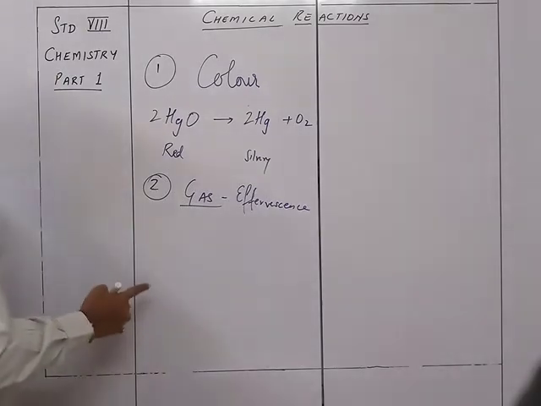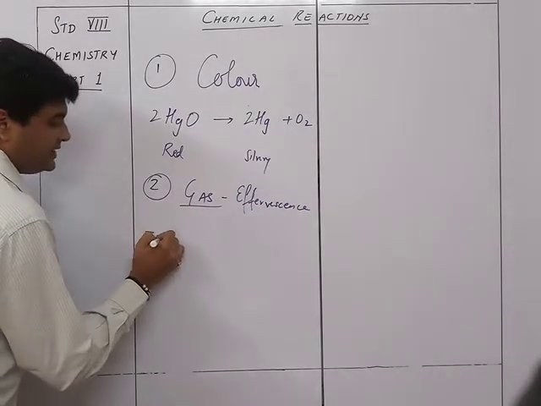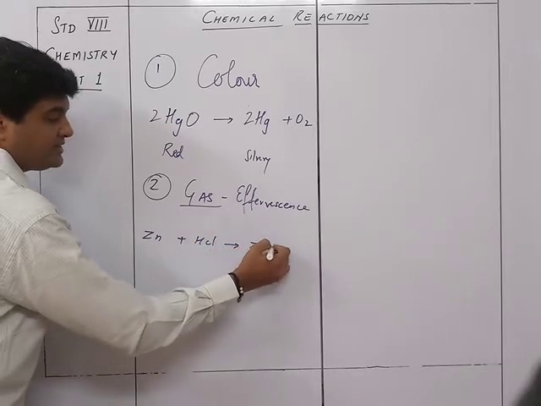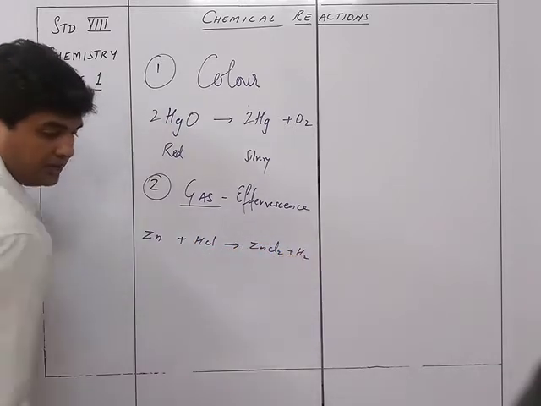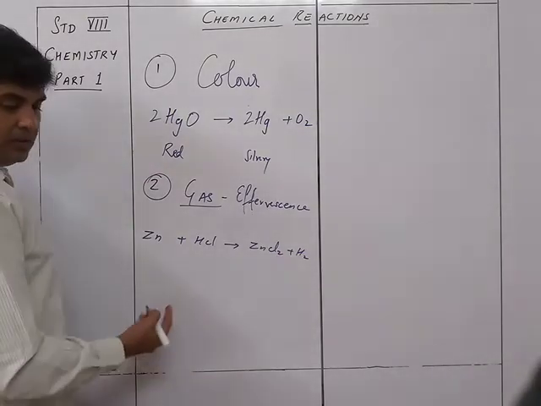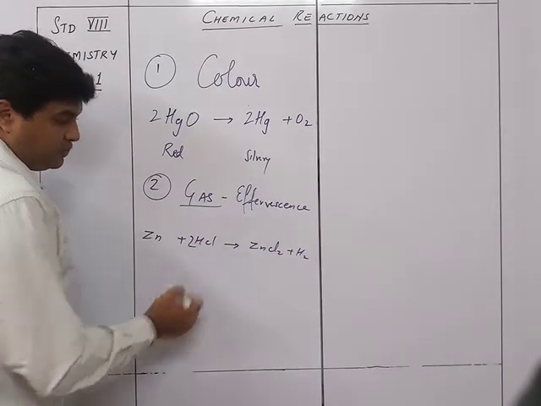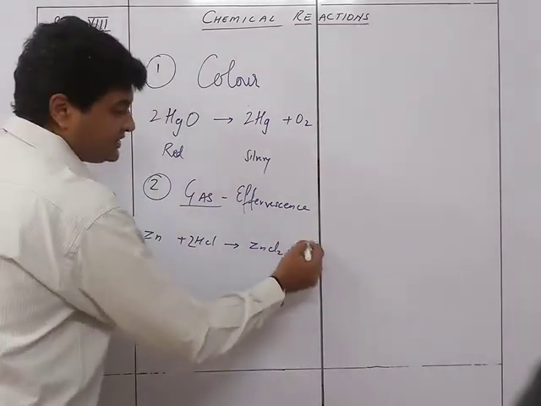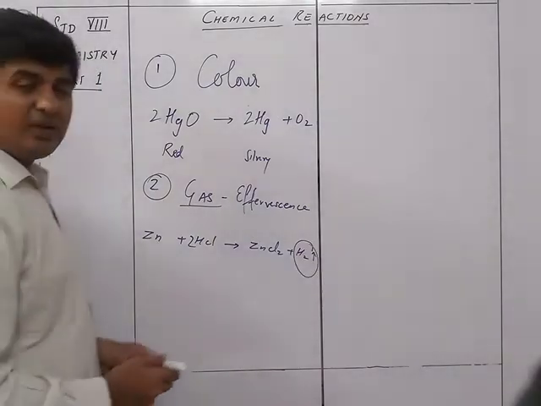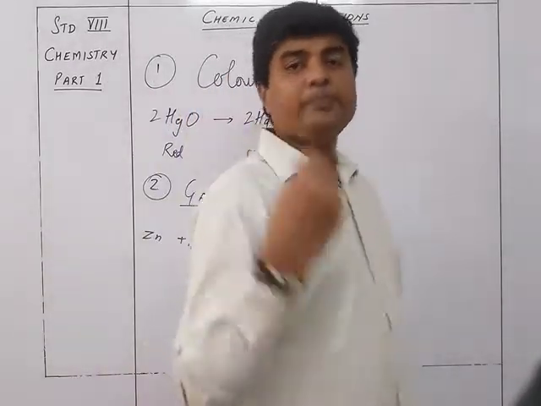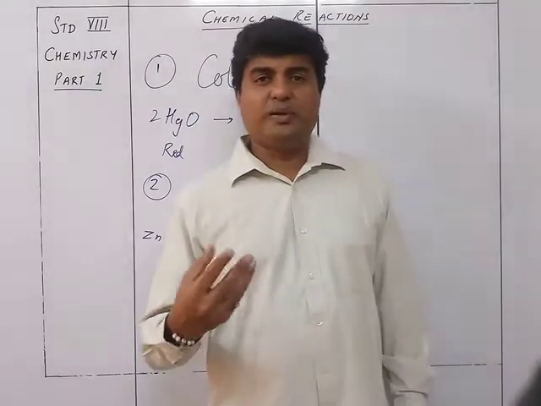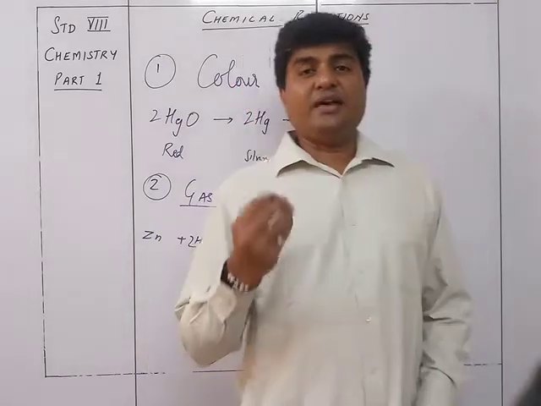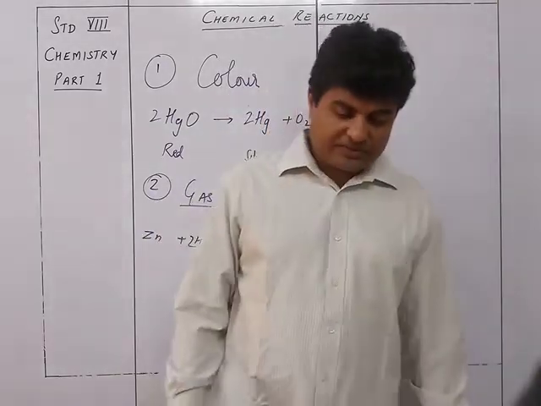The example given here is when zinc reacts with dilute HCl, it gives ZnCl2 plus H2. Of course, we need to balance this, so we put a 2 over here. Here the H2 comes out as a gas. So there will be a continuous evolution of hydrogen gas in this condition. So this is effervescence.